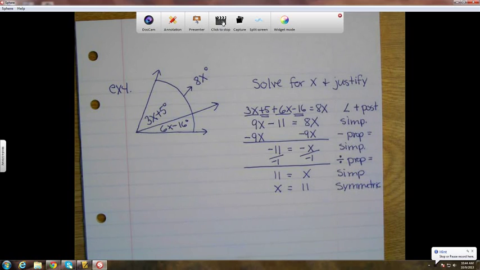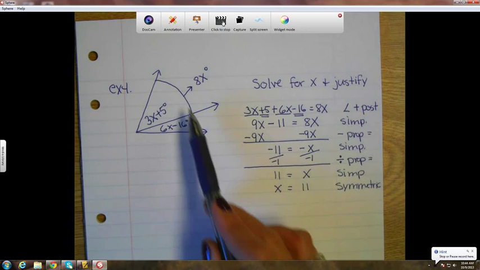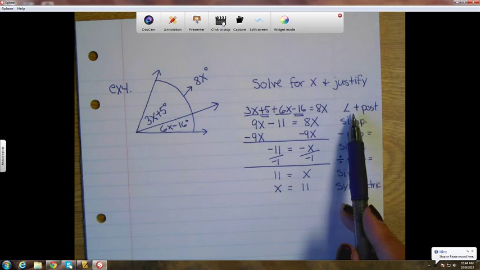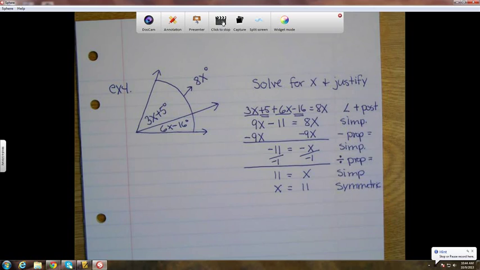Okay, so most of the assignment today is solving and justifying. So if they give you the equation to start with, it's given. If you have to come up with something, then it's probably a postulate or a definition of something from before.